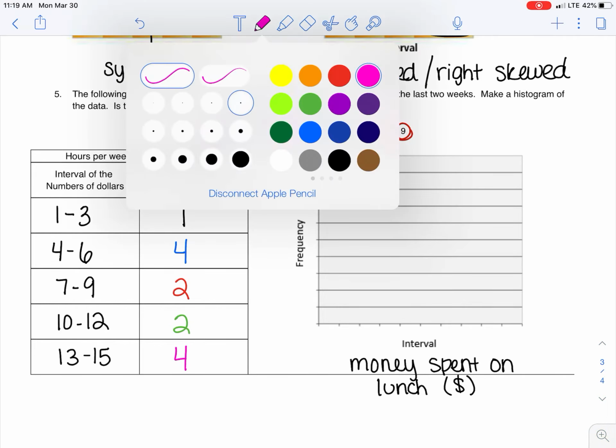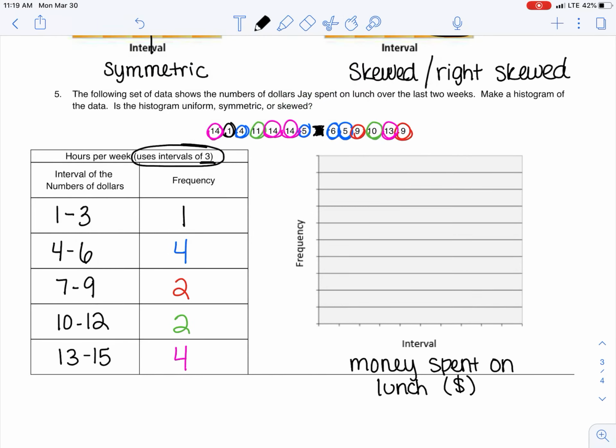Okay, so let's create a histogram for this. Again, our intervals we have from here to here, I'm going to say is 1 to 3. Here to here, we're going to say 4 to 6. From here to here, 7 to 9. Then we have 10 to 12 and 13 to 15. Since our highest frequency is 4 again, I'm going to skip lines to spread our histogram out.